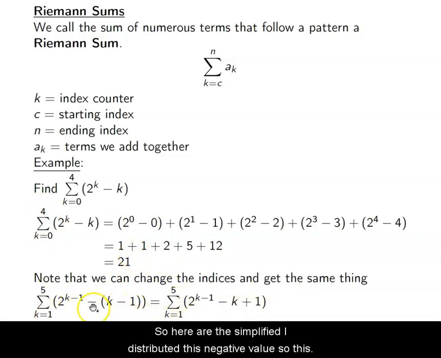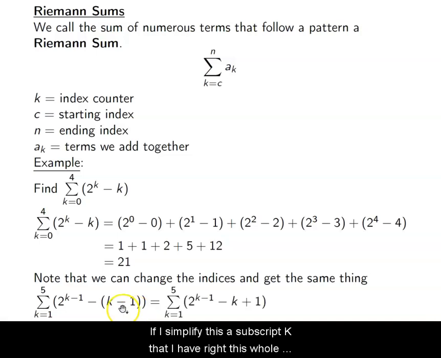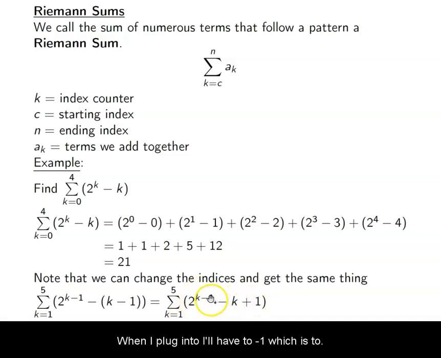So here I just simplified, I distributed this negative value. So this will give me the same output as this example I have here. If I simplify the subscript k expression, this whole equation, I can distribute this negative sign, and I have a third form that's equivalent that gives me all of the same values, right? So again, if I plug in 1, I get 2 to the 0 minus 0, right? When I plug in 2, I'll have 2 to the 1, and I'll have negative 2 plus 1, which is negative 1.